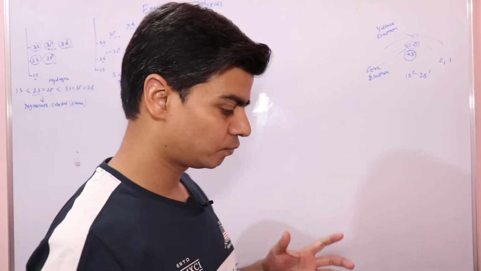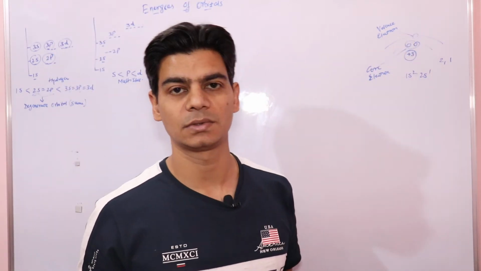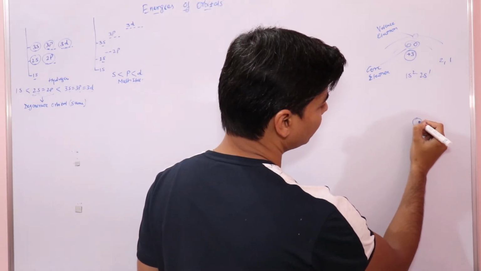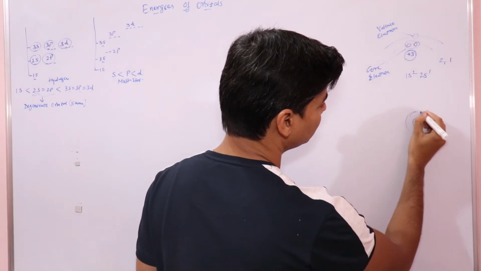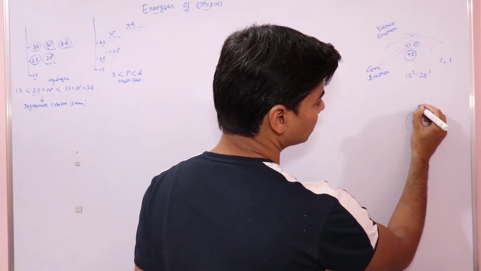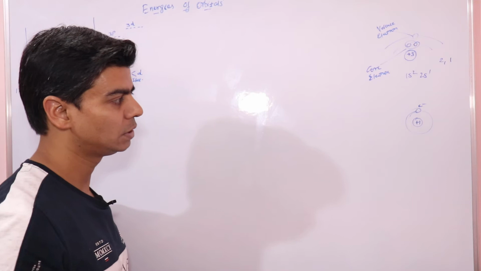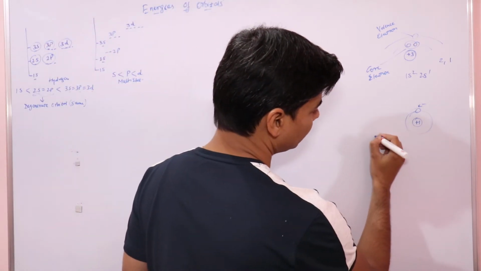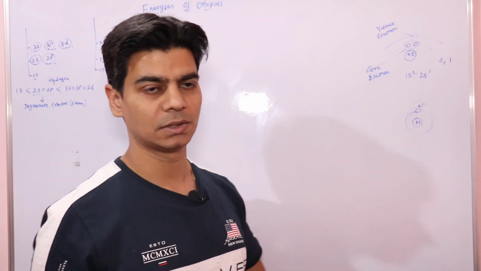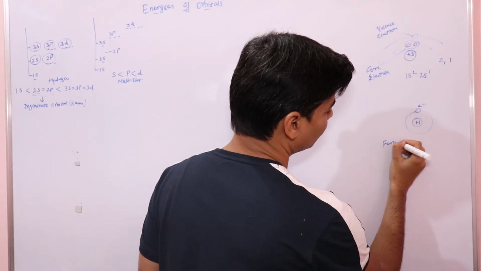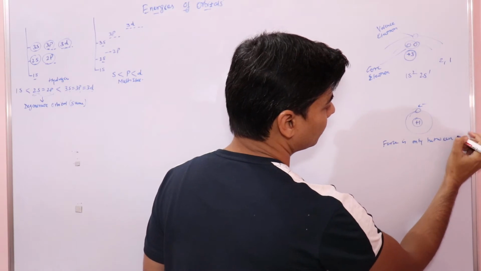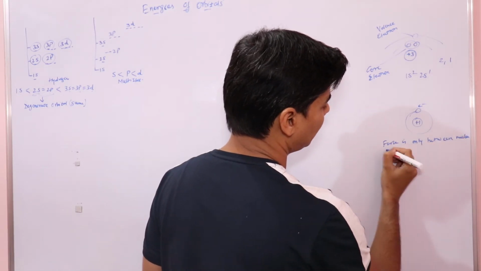Now let's look at the forces that are acting on these electrons. In the hydrogen atom, we have only one shell, and this is your nucleus, so a plus 1 charge, and this is the negative electron revolving around the nucleus. There is only one force working here, the force between the nucleus and the electron.